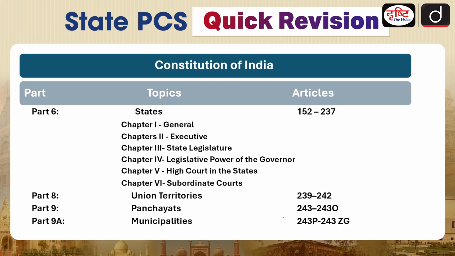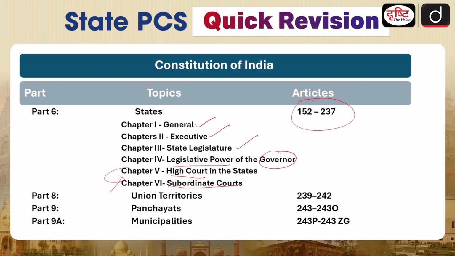Now moving further, you'll be seeing that Part 6 is talking about the state government. In the state government also there are various chapters which are given, and there is one extra chapter, that is subordinate courts. So here you will be seeing first is general, then executive, state legislature, then legislative power of the governor, then high courts and the subordinate courts. These subordinate courts are basically under the monitoring and the supervision of the high court. Articles related are Article 152 to 237.